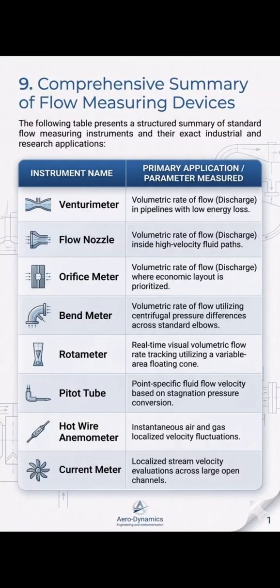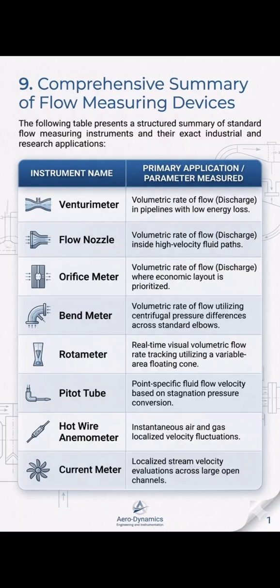Comprehensive summary of flow measuring devices. The flow table represents the structural summary of standard flow measuring instruments and their exact industrial and resource applications. Venturimeter: volumetric rate of flow discharge in pipeline with low energy loss. Flow nozzles: volumetric rate of flow discharge inside high velocity fluid paths. Orifice meter: volumetric rate of flow where economic layout is prioritized. Bend meter: volumetric rate of flow utilizing centrifugal pressure differences across a standard elbow.